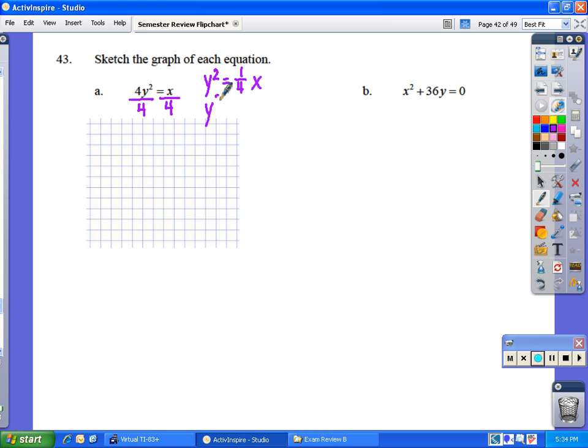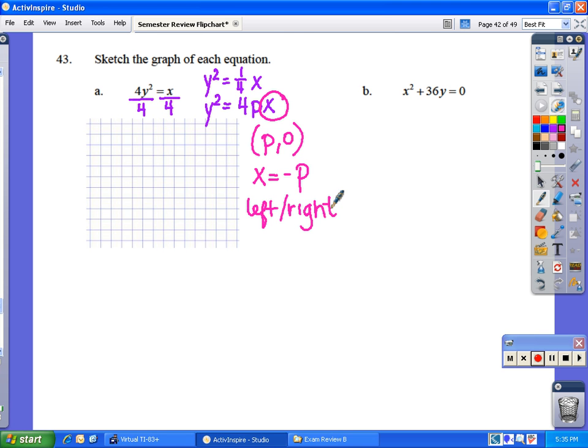We're then going to compare that to the equation y squared equals 4px. This will allow us to identify p and therefore find our focus and directrix. Remember, when the equation is written this way, everything is going to be done with respect to x. Our focus will be (p, 0), our directrix will be x equals negative p, and our graph will open left or right, depending upon whether it is positive or negative. Because our equation looks positive, this one will be opening to the right.